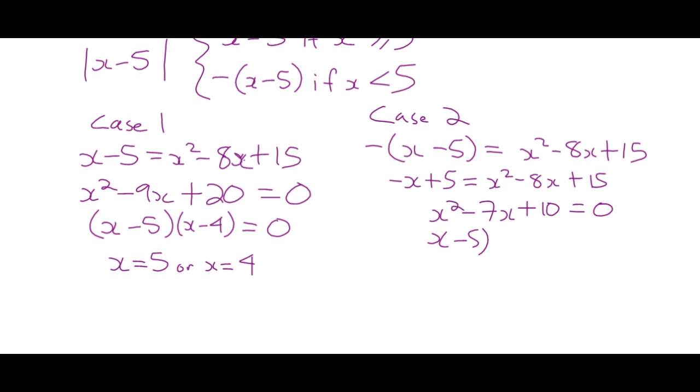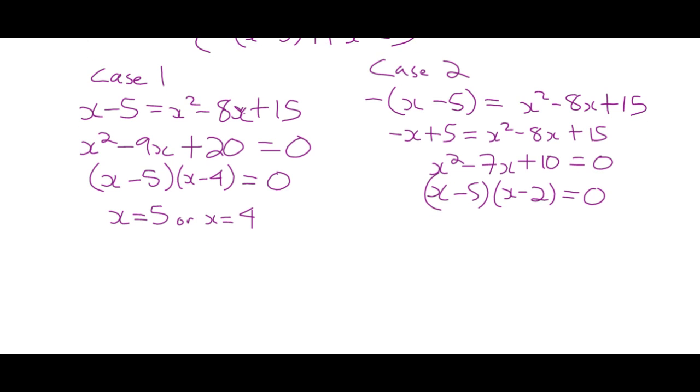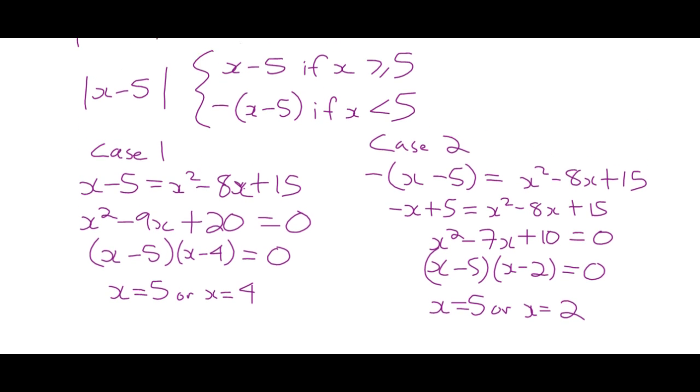Okay, so that's x minus 5 and x minus 2 is equal to 0. You check that, right? x squared minus 7x plus 10. If you're going to make mistakes, it's usually not in the factoring, it's in the signs. You got a plus where you should have a minus or vice versa. Okay, so x is equal to 5 or x is equal to 2.